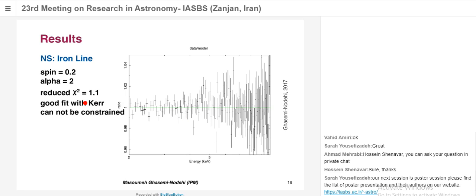We have a good fit with Kerr, so it cannot be excluded. I mention again, we produce data of the neutron star iron line, then we fit with Kerr. We see that Kerr can fit this data, and there is parameter degeneracy here.